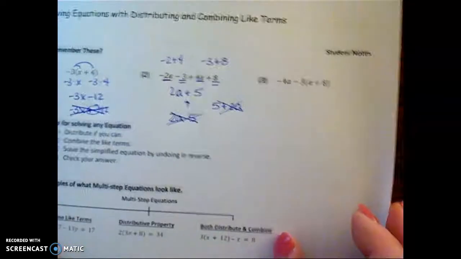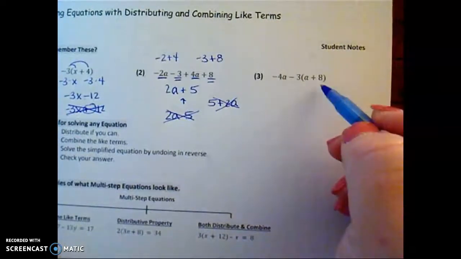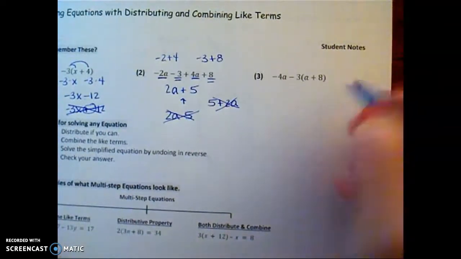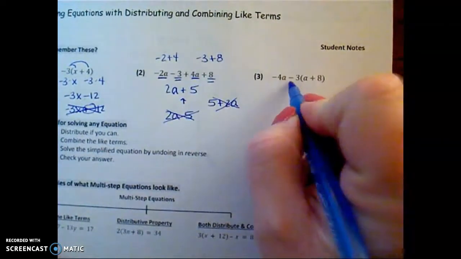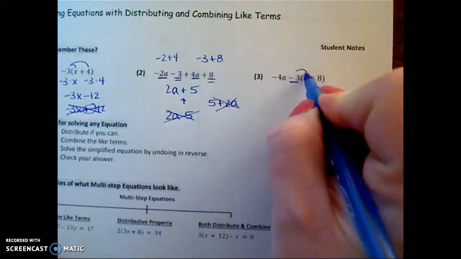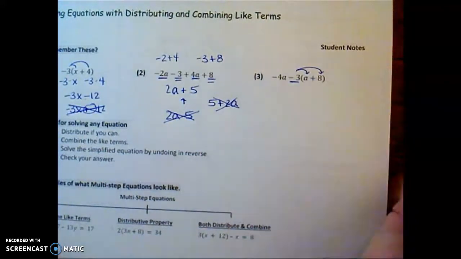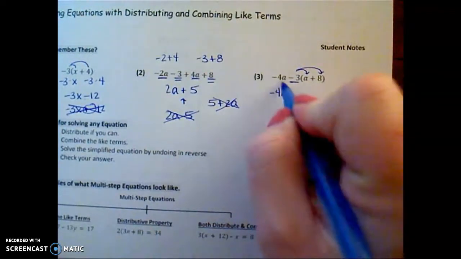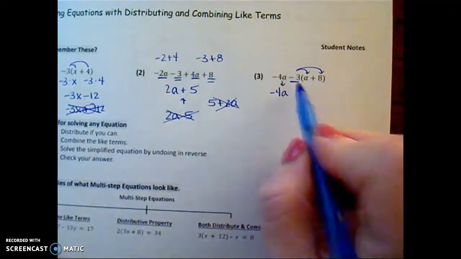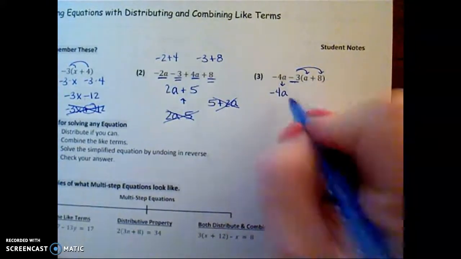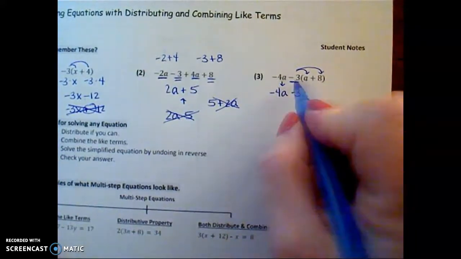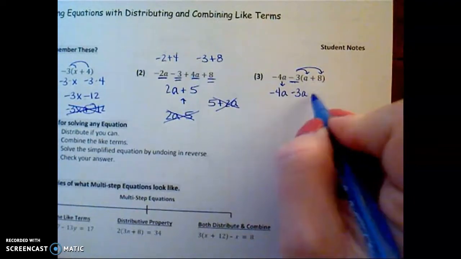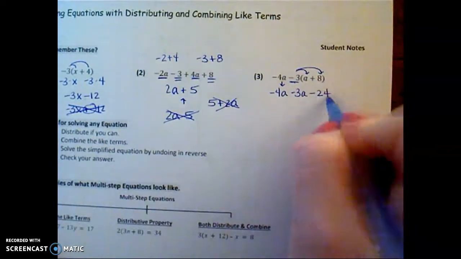So this is a combination of both of those things. This is what we did last week. So remember, the first thing you're going to do is distribute. So we have this -3 that we're multiplying by the A and by the 8. So the -4a is staying -4a for now. The -3 times the a is -3a. The -3 times a +8 is a -24.